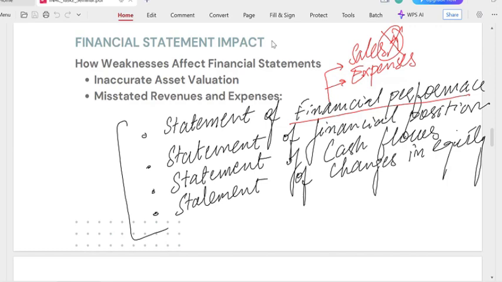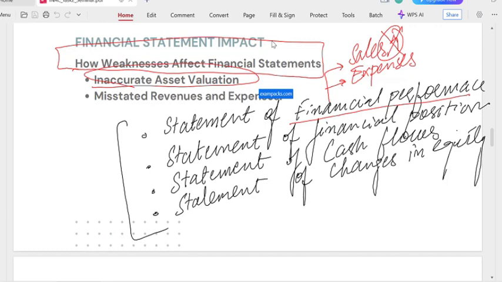So weaknesses affect the financial statements in two ways. One is inaccurate asset valuations, and the other is misstated revenues and expenses, okay? Any questions so far?